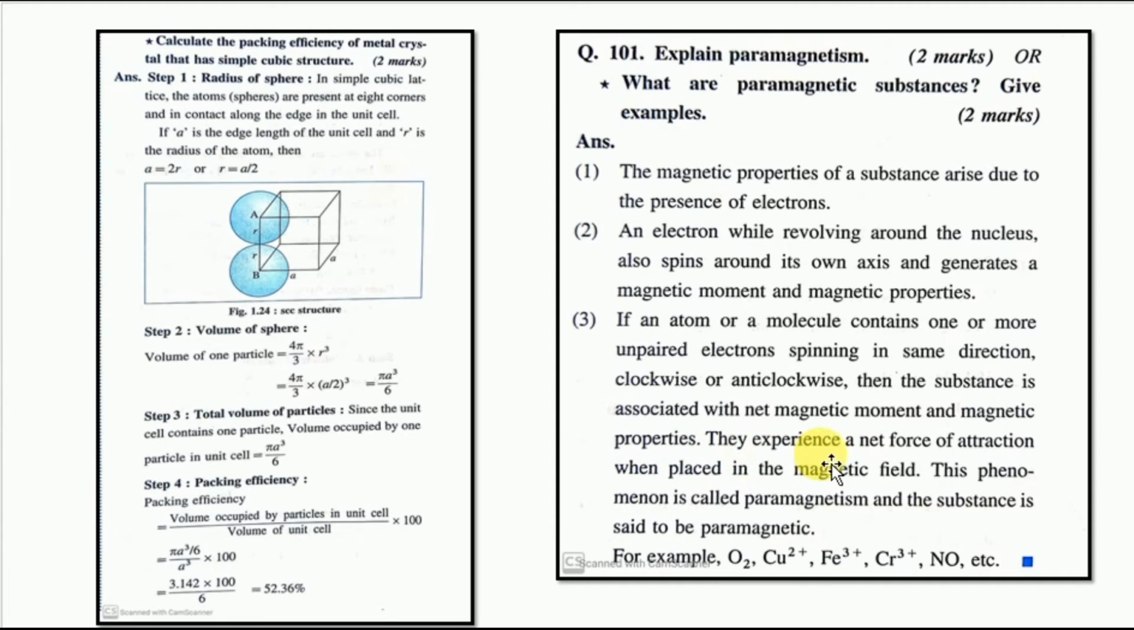Third, if an atom or a molecule contains one or more unpaired electrons spinning in the same direction, clockwise or anticlockwise, then the substance is associated with net magnetic moment and magnetic properties. They experience a net force of attraction when placed in the magnetic field. This phenomenon is called paramagnetism and the substance is said to be paramagnetic. For example, O2, O2+, Fe3+, Cr3+, NO, etc.